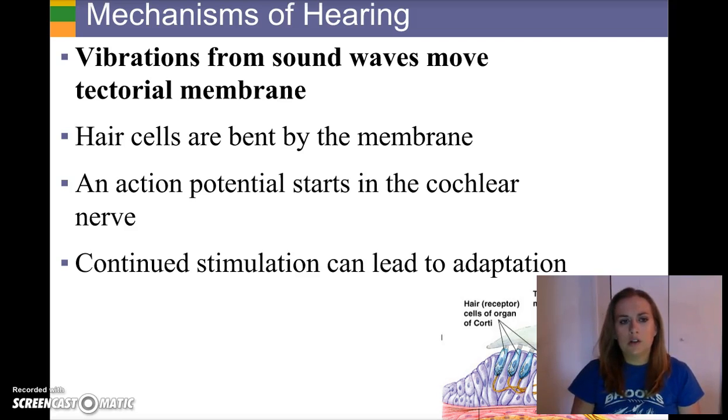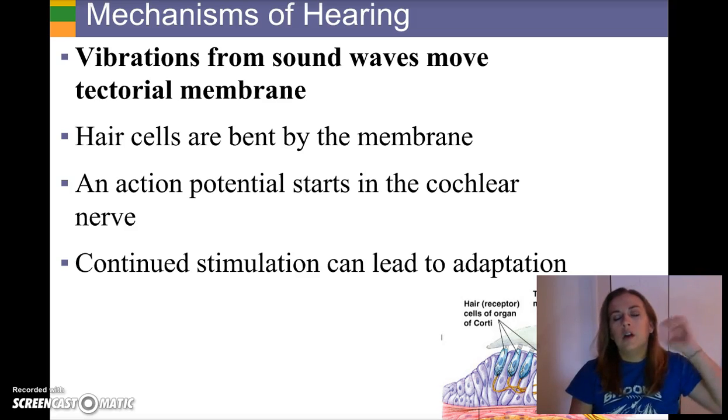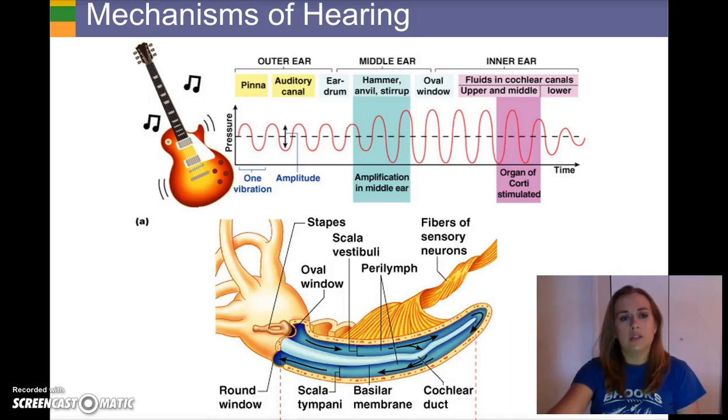Keep in mind that this is all starting from the external ear. So you've got your pinna, which is kind of shaped like a funnel to collect noise or sound. Those sound waves are then sent down the external auditory canal. They hit the tympanic membrane. They cause vibrations there. The vibrations are then sent through the middle ear via the ossicles, the three bones that we talked about. And then the vibrations are sent to the cochlea. So as the vibrations from sound waves move through the cochlea and they move the tectorial membrane, the hair cells are bent, an action potential starts in the cochlear nerve, and then it's continued and sent to the auditory cortex.